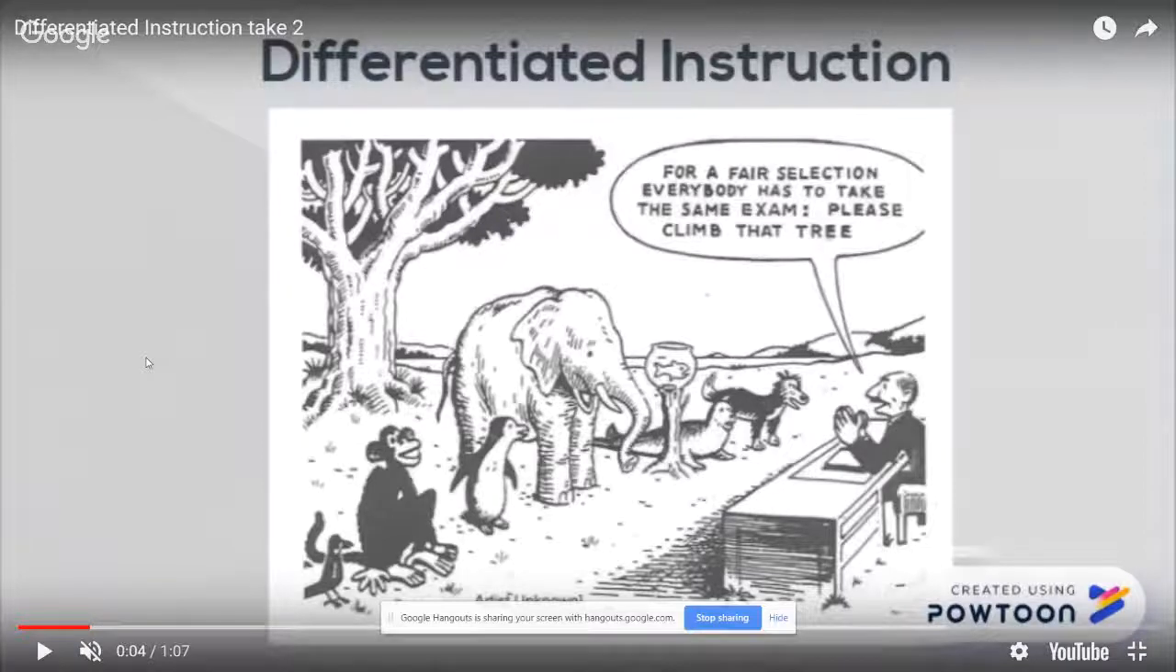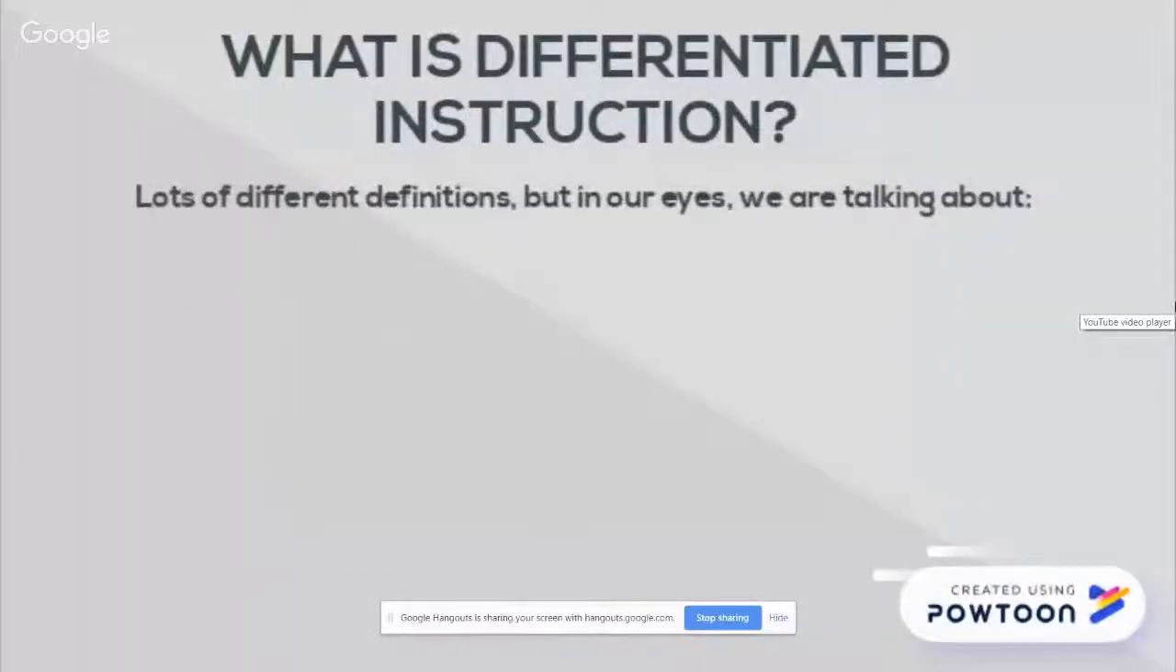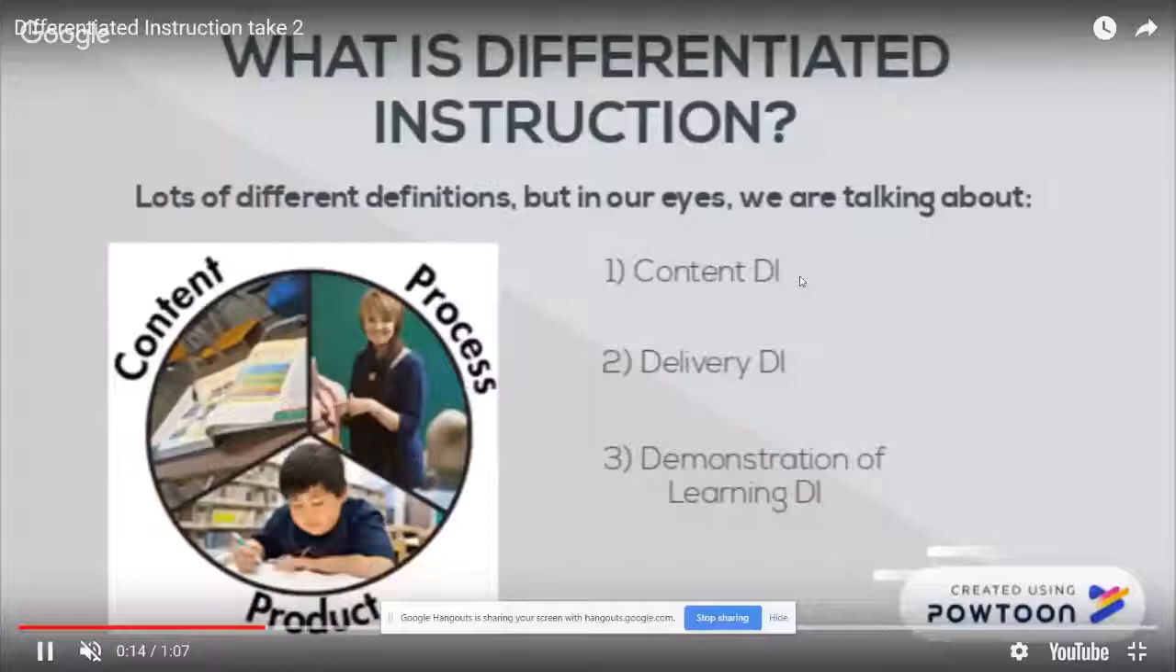Differentiated instruction. So we have a little comic to start it off. For a fair selection, everybody has to take the same exam. Please climb that tree. Is that really fair? Is that how we should teach our lesson? The answer is no. All right, so what is differentiated instruction? Oh, it's a little faster than expected. Thanks, Becky.